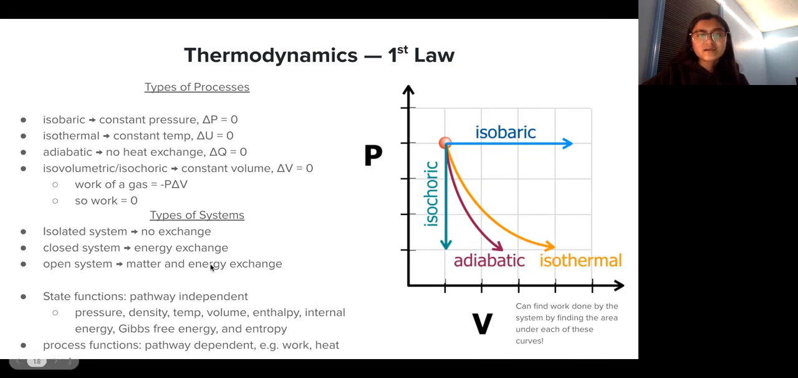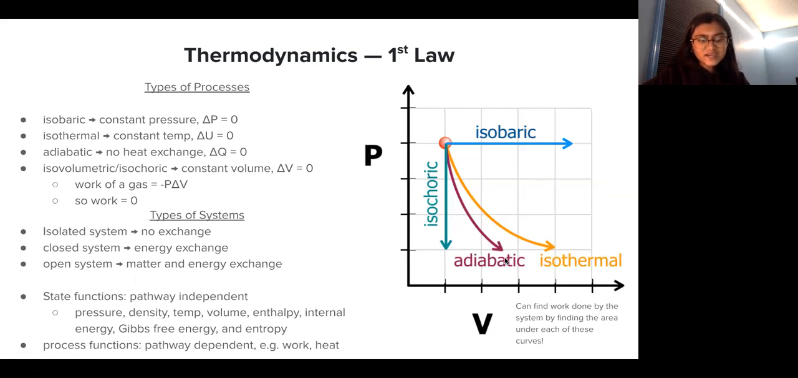And then there are 3 types of systems. An isolated system will have no exchange of anything whatsoever. A closed system will only allow for exchange of energy, and an open system is what it sounds like. It'll allow for both exchange of matter and energy.